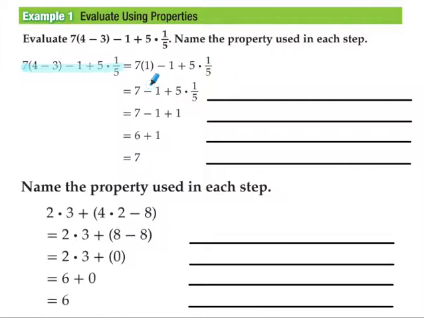So now let's look at the next step. So I've got 7 times 1 minus 1 plus 5 times 1/5. What do I do from here to here? Yeah, you took 7 times 1 and got 7. So let me think, okay, which of these properties says if I take a number times 1, I get the number? Multiplicative identity. So I will let you abbreviate multiplicative and put mult and then identity.